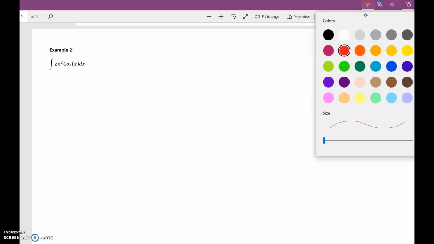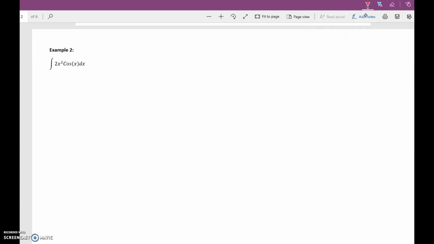Hi class, let's take a look at another problem. Now, in this case, this particular one, you have the 2x squared, which is going to differentiate to 0, and then a cosine that we just have to be very careful with the sign, but it's easy to integrate. So let me actually rewrite the problem in this form.